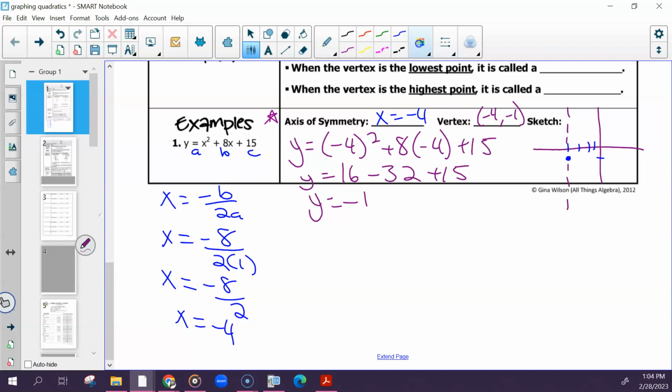And then if we're looking at our a value, is that positive or negative? Our a value? Positive. So is this going to face up or down? Up. So I'm going to write this. You don't have to write this, but if it helps you, do it. So a is greater than 0 or a is positive. So this would face up. So from our vertex, we're going to draw like a U shape facing up.